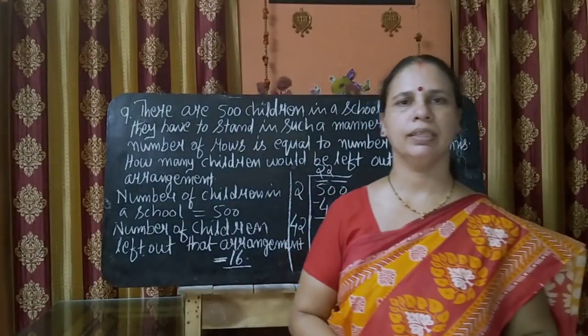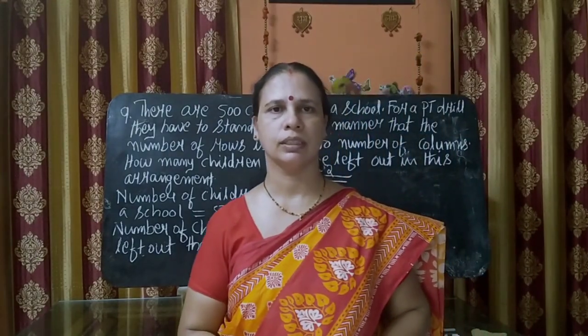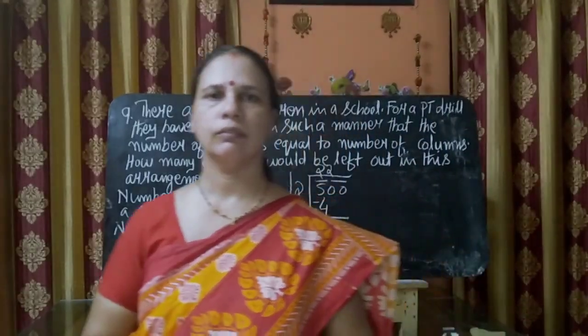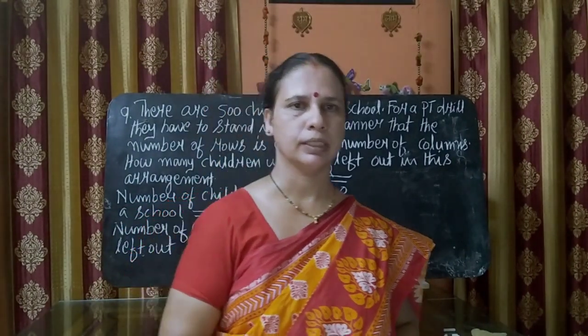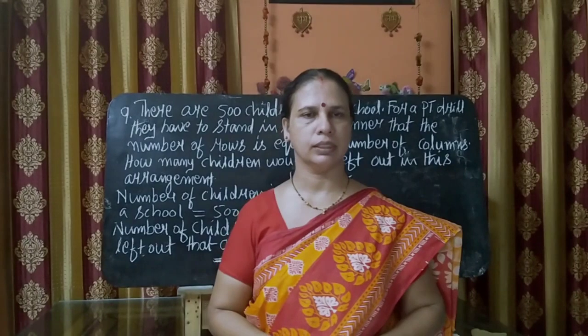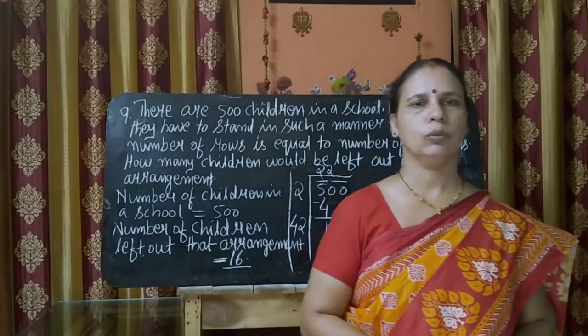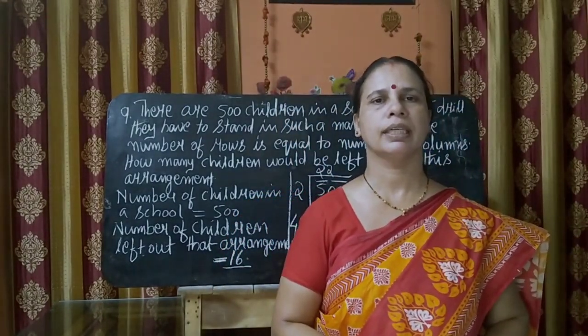Children, we have completed this chapter, square and square root. I hope you have understood what I explained in this chapter. If any doubt is there, you can message me. I will clarify your doubt. Next class we will do one activity. For that, be ready with the chart paper and geometry box.